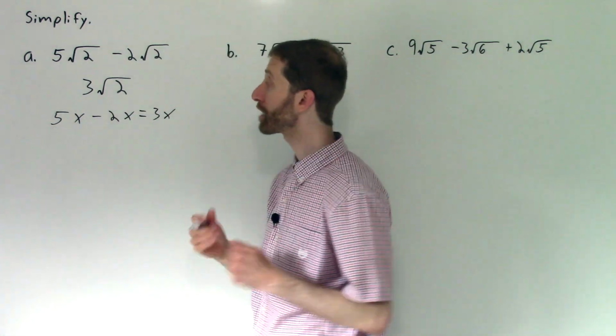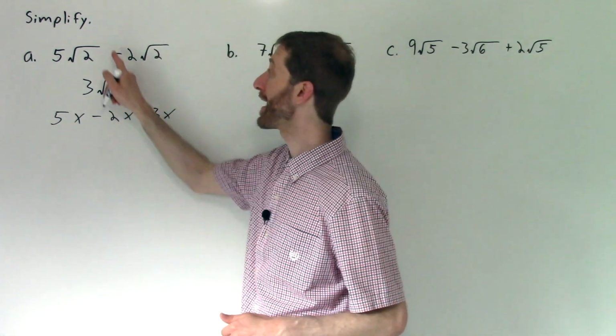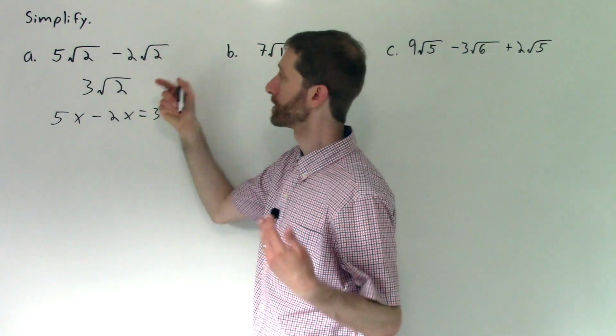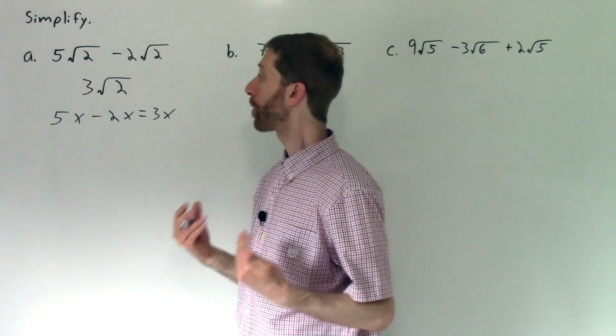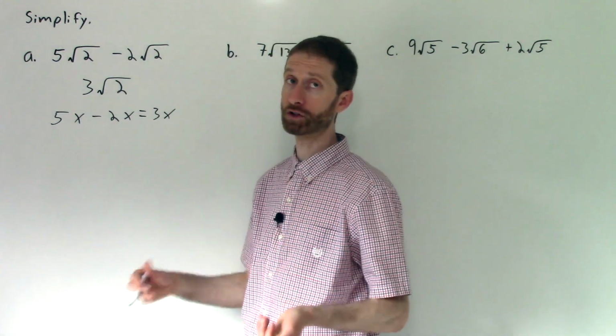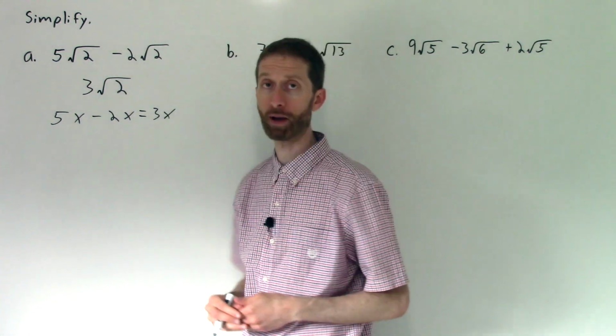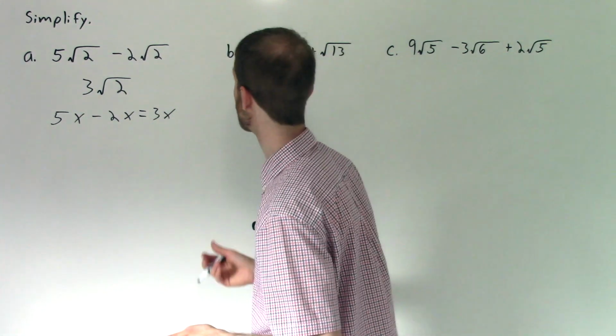So when you have like radicals, meaning you have the same exact makeup, the same exact expression underneath the radical sign, underneath the square root, then all we're doing is subtracting the coefficients or adding the coefficients, just like you're combining like terms. Okay, let's keep going with this.